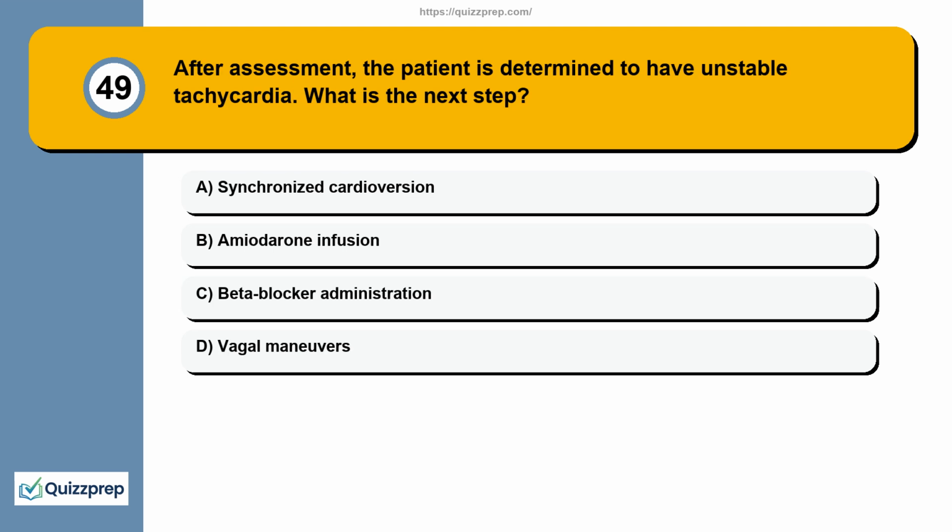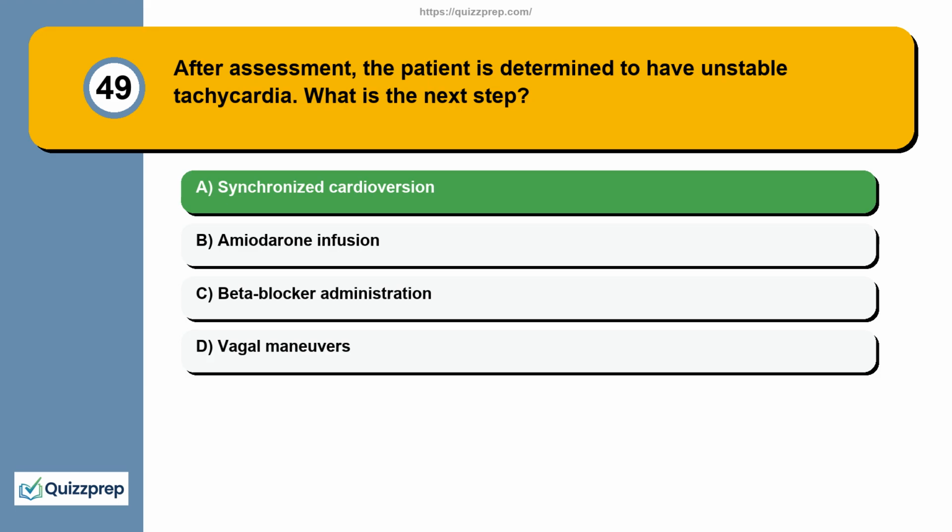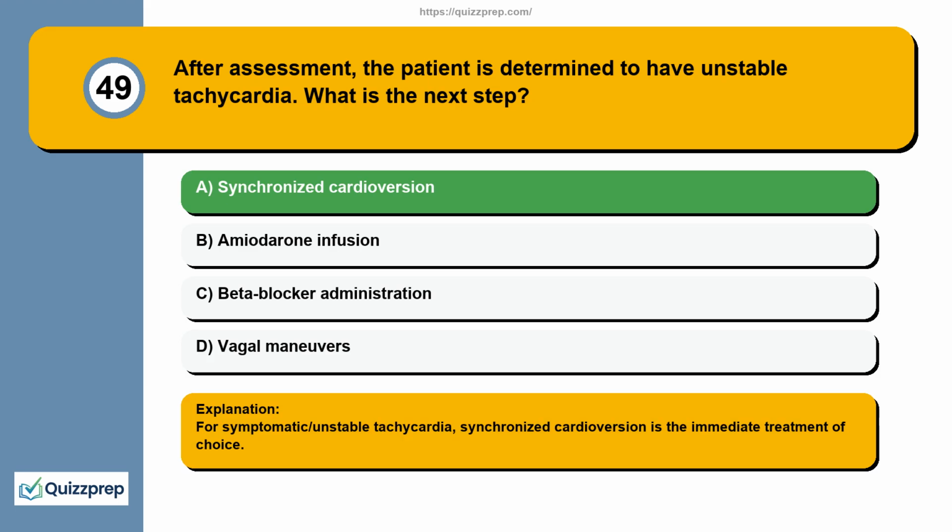Question 49. After assessment, the patient is determined to have unstable tachycardia. What is the next step? Synchronized cardioversion, amiodarone infusion, beta blocker administration, vagal maneuvers. For symptomatic/unstable tachycardia, synchronized cardioversion is the immediate treatment of choice.